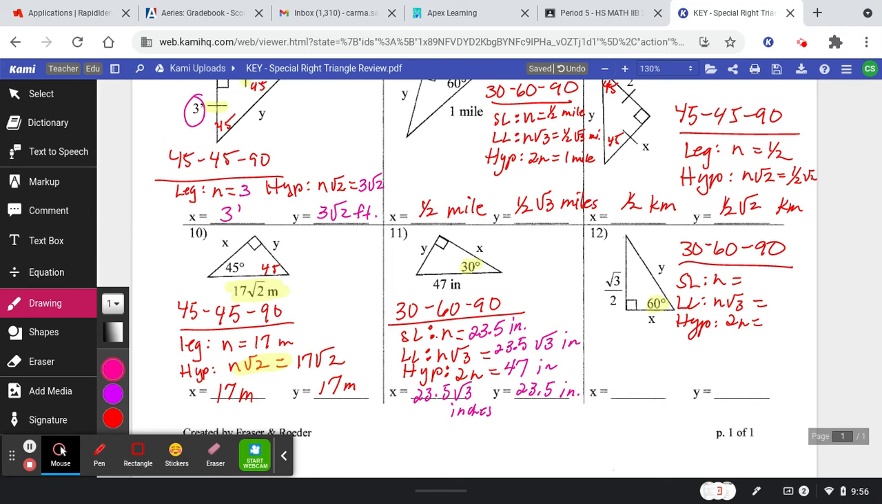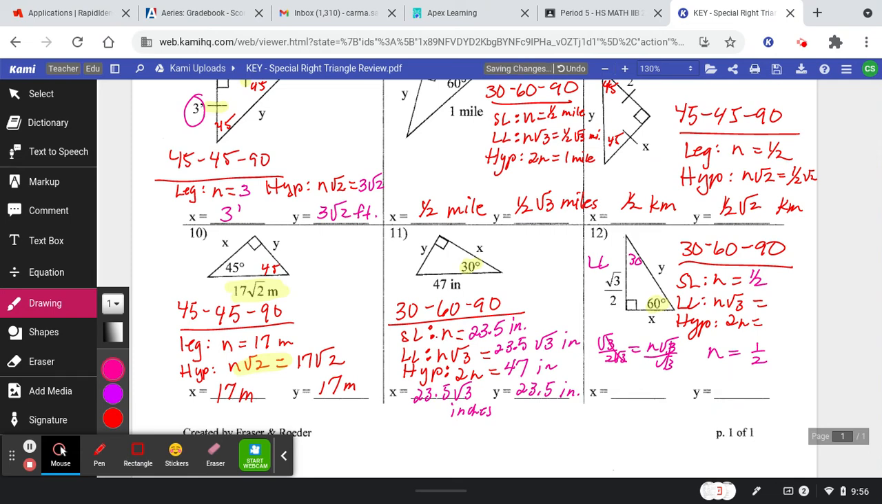Last but not least, this one gets weird. Notice that across from the 30, there is no value given for your side length. What they did give us is root 3 over 2. Root 3 over 2 is equal to the n root 3 rule. That's my long leg. Root 3 over 2 is equal to the long leg rule. So we're going to divide both sides by root 3. And n is going to be equal to 1/2 because these root 3's cancel out.